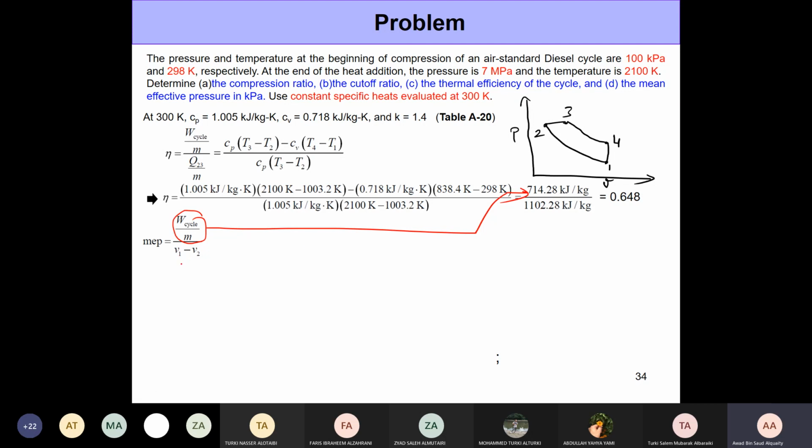And if you want, you can calculate both V1 and V2, but a faster method is to take out V1 common and write it as 1 minus V2 by V1. This ratio right here is the inverse of the compression ratio, and we already have calculated it in part A, so we can use it directly.